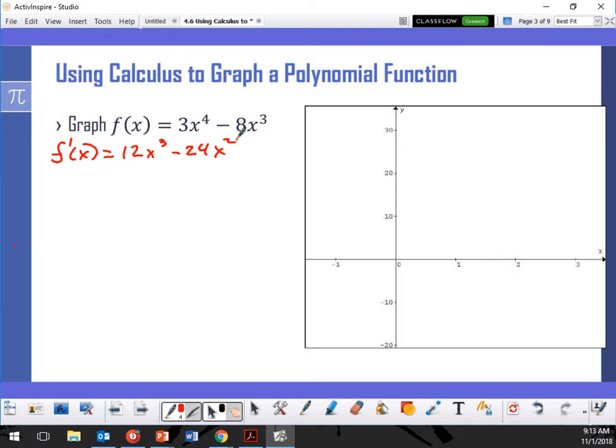So factor it, I take out a 12x squared, and I'm left with x minus 2. Okay, and if I set that equal to 0, I know I'm going to have critical numbers at x equals 2 and plus or minus 0. Very good. So those are my critical numbers.